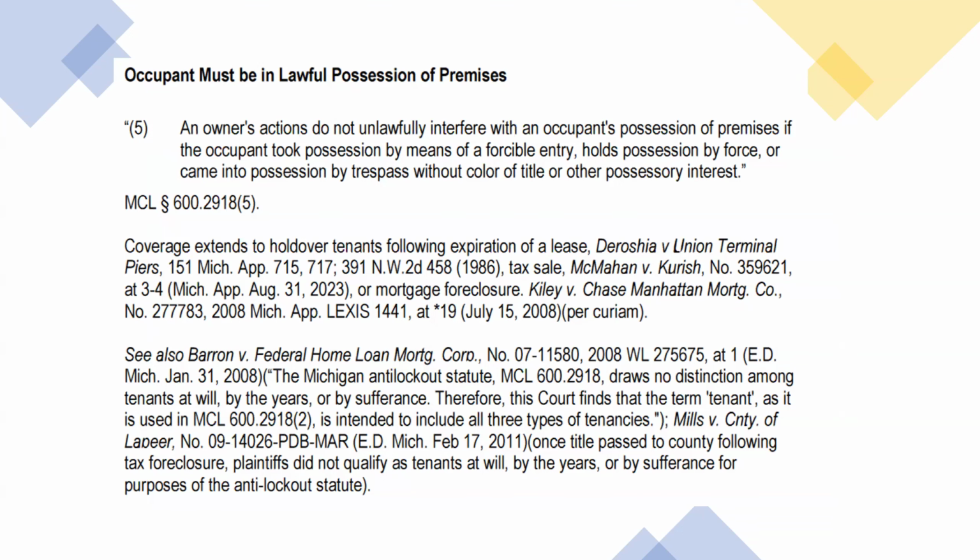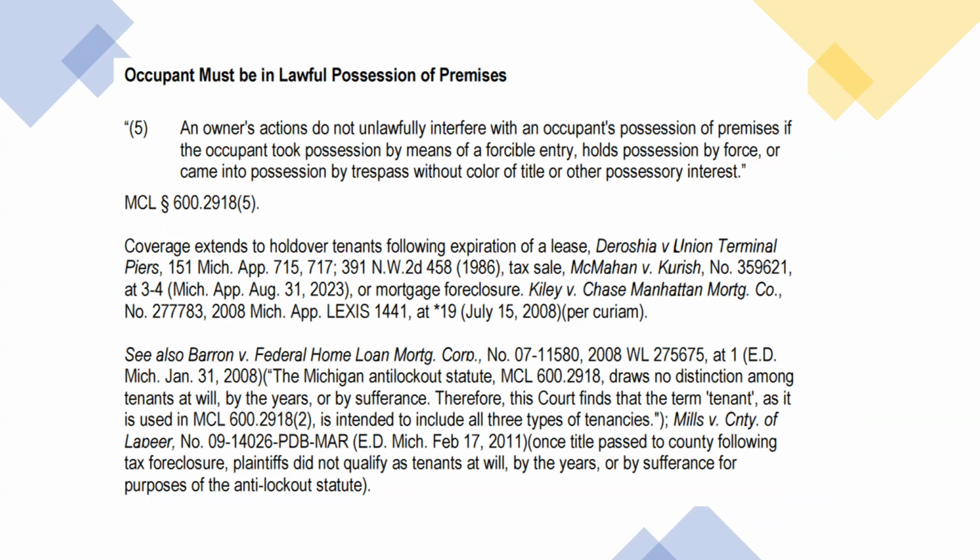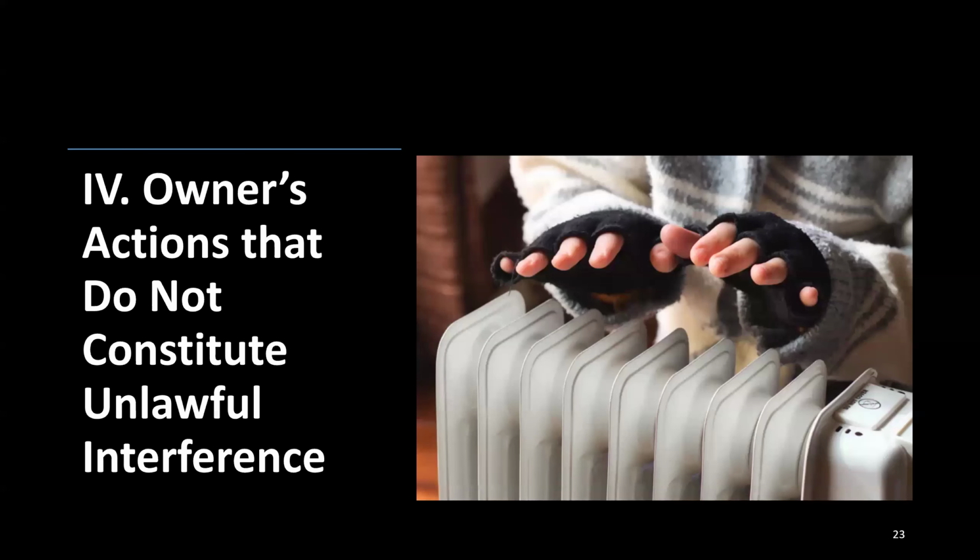And so the Michigan statutes, in the Barron versus Federal Home Mortgage Loan case, the federal district court case, it doesn't draw any distinction among the various categories of tenants at will, by the years, or sufferance. It includes all of them. So that's who's covered. Tenant must be in lawful possession. Normally that will be the case where there'll be lawful possession.